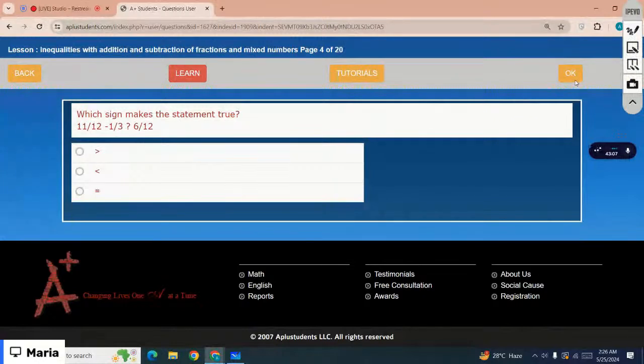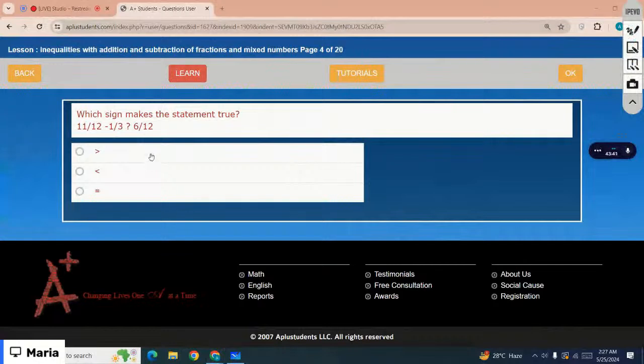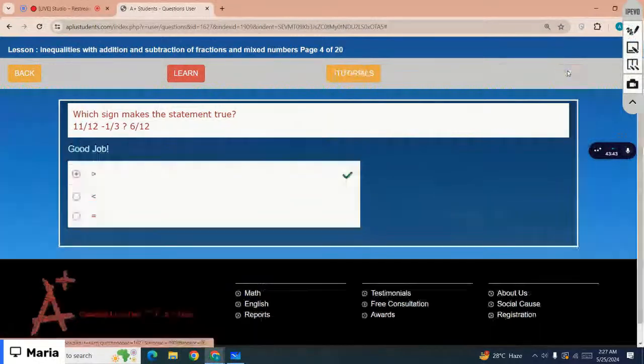11 over 12 minus 1 over 3, you have to compare it to 6 by 12, right? So let's just make their denominator same. 3 times 4 is 12. You need to multiply it by 4. That is 11 over 12 minus 4 over 12. That is 7 over 12. We have to compare it to 6 over 12. So which is the correct option? 7 over 12 is greater than 6 over 12, right? The correct option is greater. Option number 1 is the correct option because 7 over 12 is greater than 6 over 12.